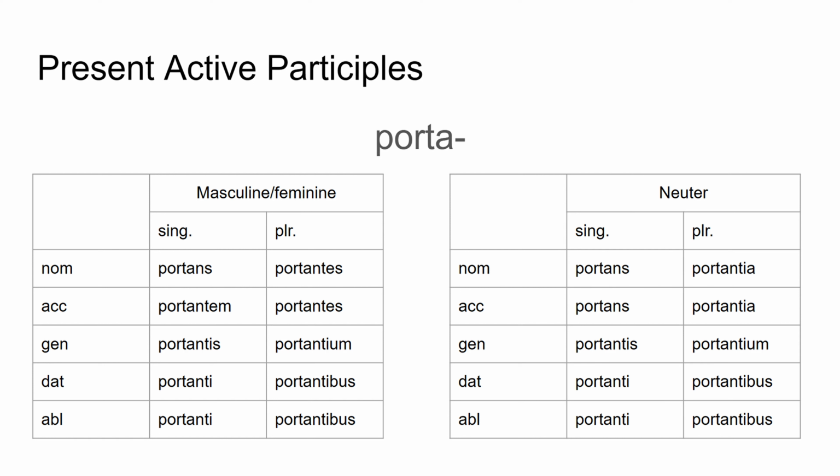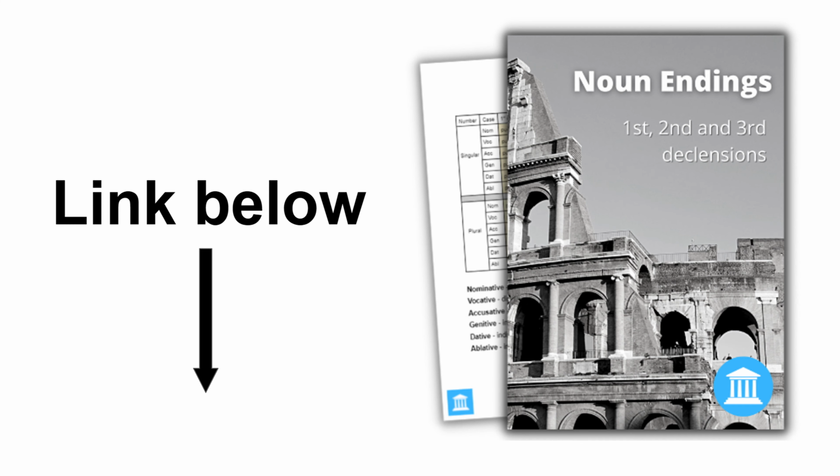Remember, you need your present active stem, which you get from taking the RE off the infinitive, and then you add the endings, as I've shown here, your three adjective endings. If you're still not sure about the third declension endings, do go and download that free noun endings reference guide from the link in the description below. It just has them all laid out nice and neatly, so you can keep it to hand as we carry on with participles.